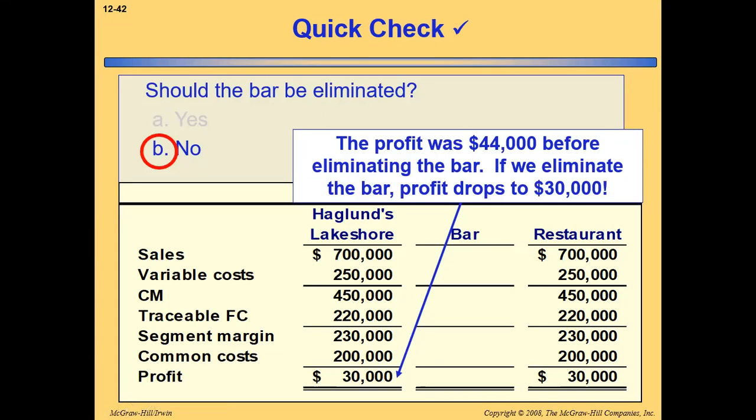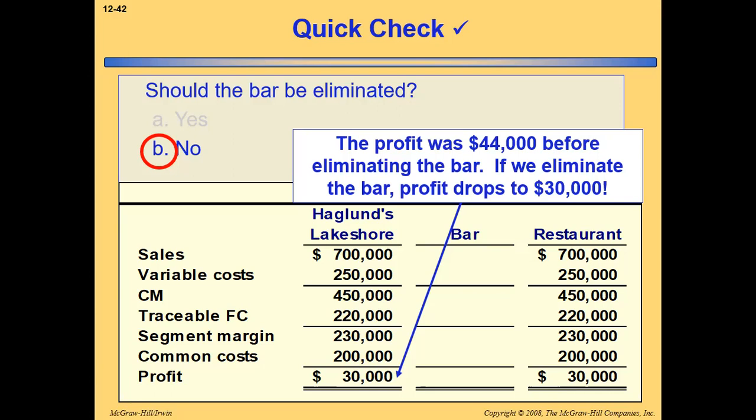30,000. So what will be your answer? Will you eliminate the bar or not? No. The answer will be no, because we have to see as a whole. As a whole we have to see whether there is profit or loss. If we keep the bar, our profit is 44,000, and if we eliminate the bar, what is our profit?